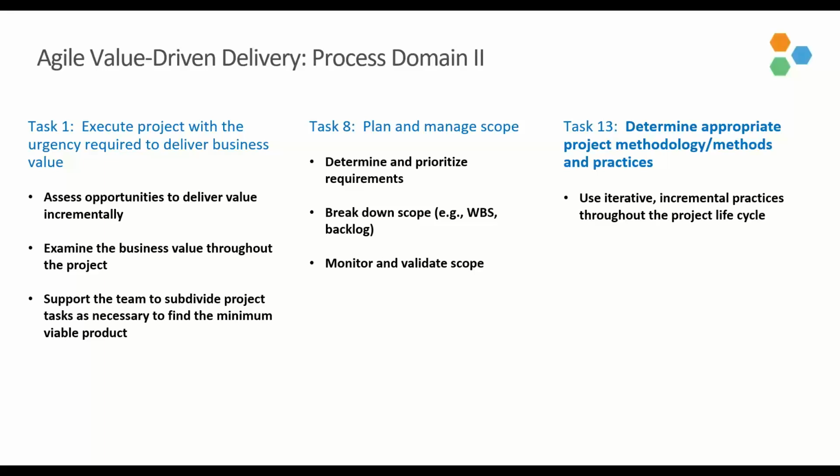Another task that's related to our discussion today is plan and manage scope, right? It's scope that's the value that we're delivering. So the enablers for plan and manage scope are determine and prioritize requirements, break down the scope, and monitor and validate scope. And task 13, which is determine appropriate project methodology, methods, and practices. And the enabler says use iterative, incremental practices throughout the project lifecycle, right? So we're delivering through each iteration, we're delivering value, that minimum viable product that the customers can use.